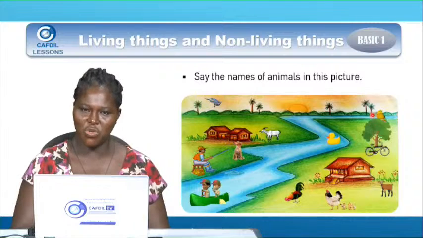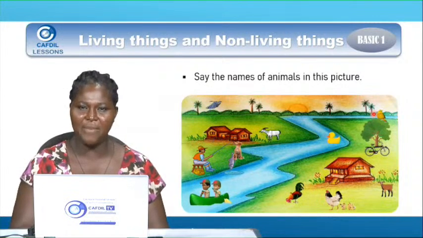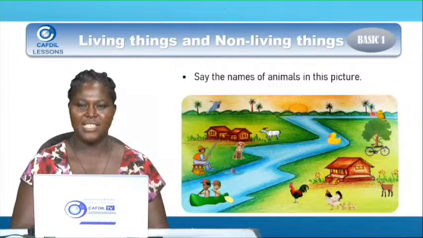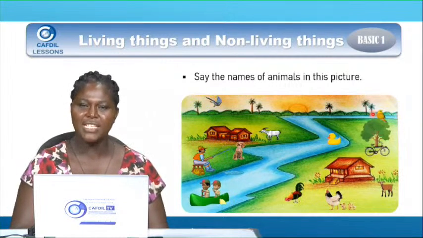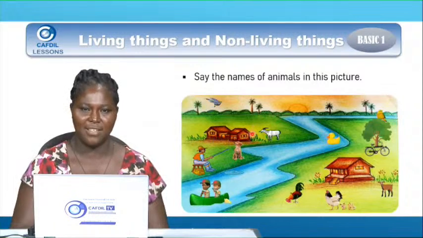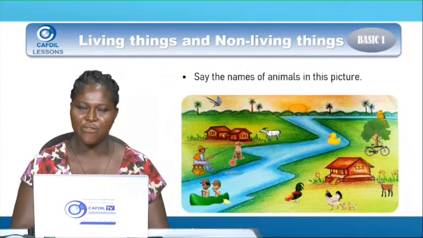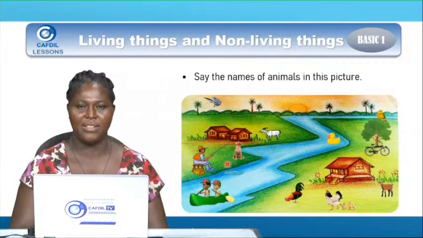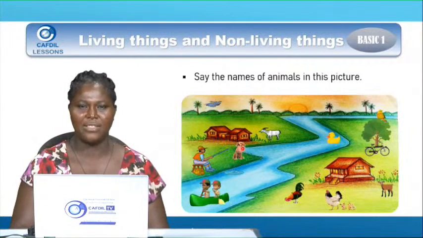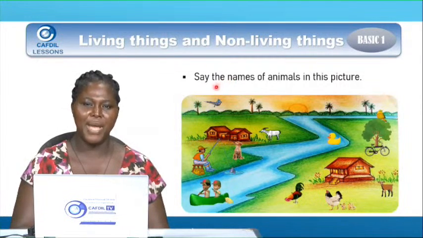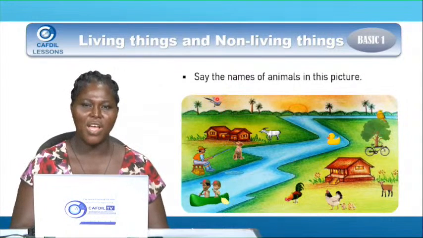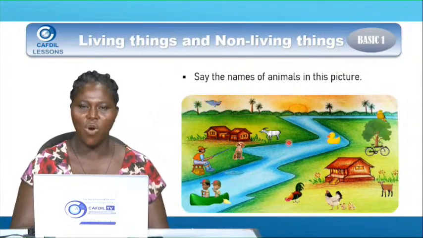Now, children, say the names of animals in this picture. So let's look at it. Now, first of all, we have fish. The man is catching fish, and the fish is an animal. Now, the dog is also an animal. The bird flying is also an animal. We have the goats. The goat is also an animal.